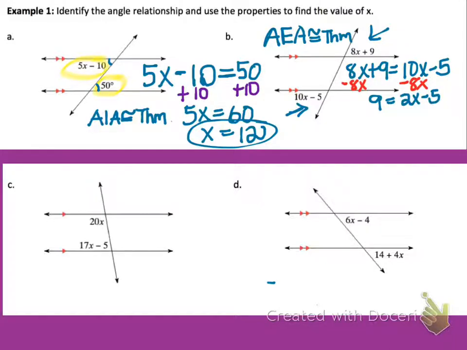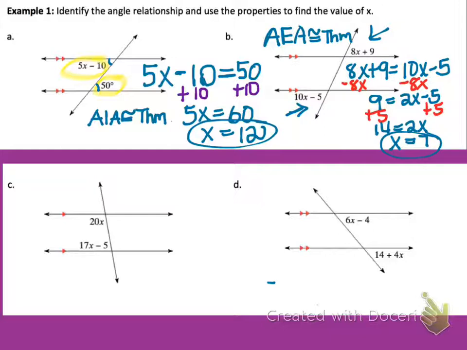Then adding 5 to both sides is going to give me a value of 14 on the one side and 2x on the other. And that means that x has to be 7. If I divide both sides by 2, I'll get 7. So the property is the AEA, the relationship is the angles are equal, and the value of x is 7.